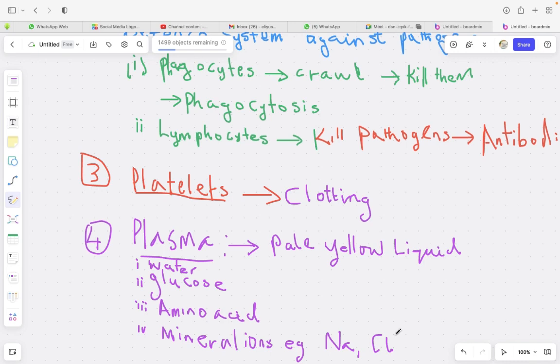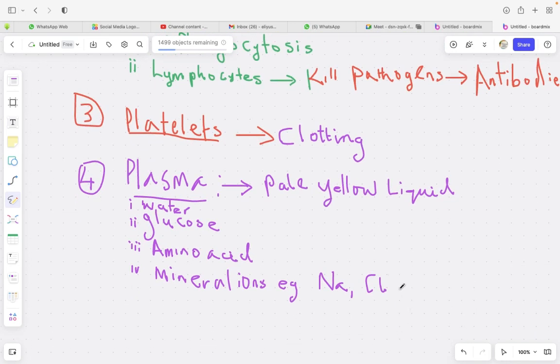Then it contains hormones. This part of the blood contains the different hormones. And then it also contains what we call urea. So all these things are found in the liquid part of the blood called the plasma. Okay, so we stop here.